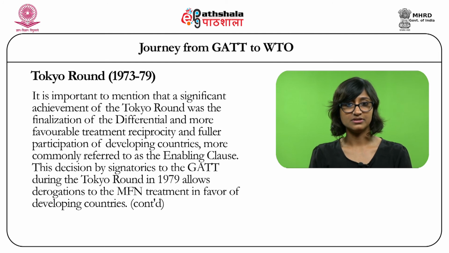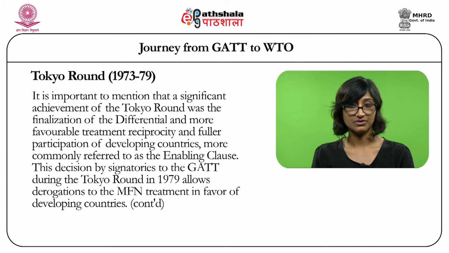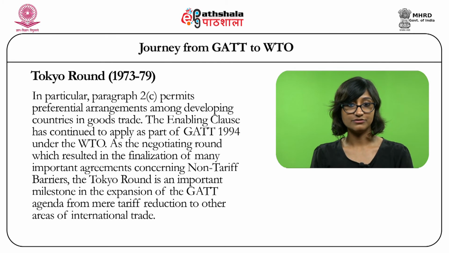It is important to mention a significant achievement of the Tokyo round. This was the finalization of the differential and more favorable treatment, reciprocity and fuller participation of developing countries, more commonly referred to as the enabling clause. This decision by signatories to the GATT during the Tokyo round in 1979 allows derogation to the MFN treatment in favor of developing countries. In particular, paragraph 2C permits preferential arrangements among developing countries in trade in goods. The enabling clause has continued to apply as a part of GATT 1994 under the WTO.